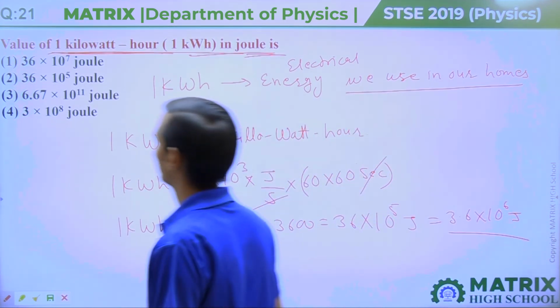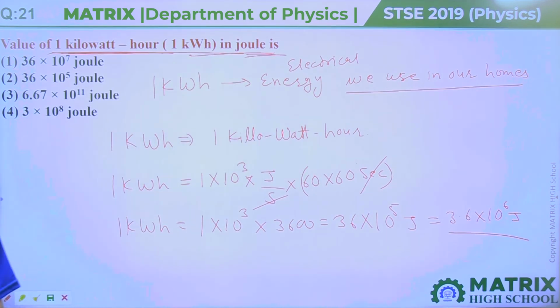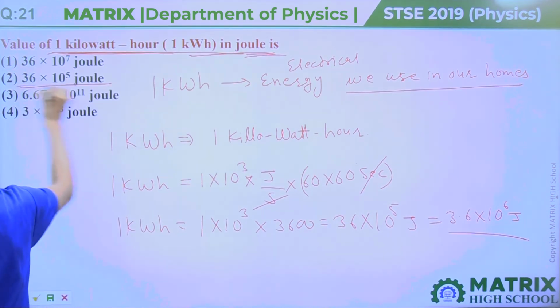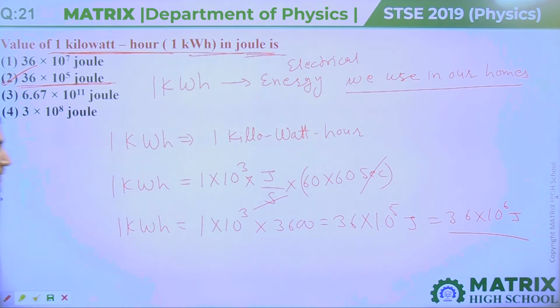So check the options. It is 36 into 10 raised to power 5 in option second. So your correct option will be second.